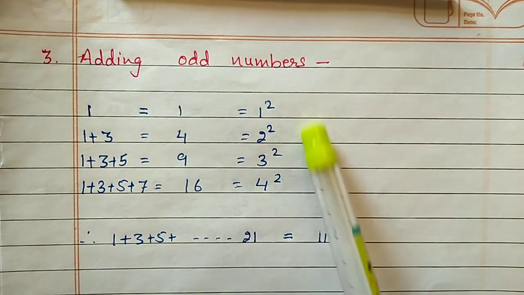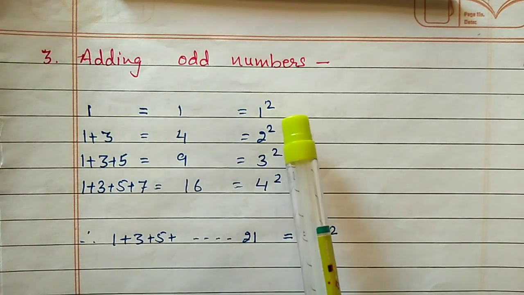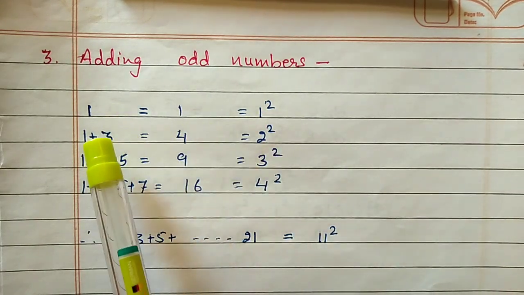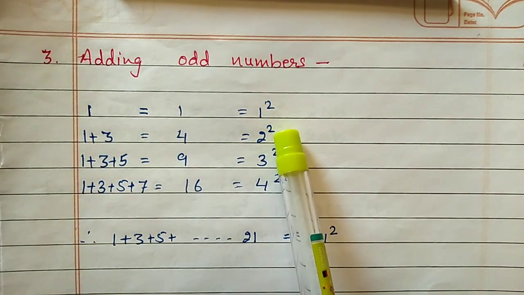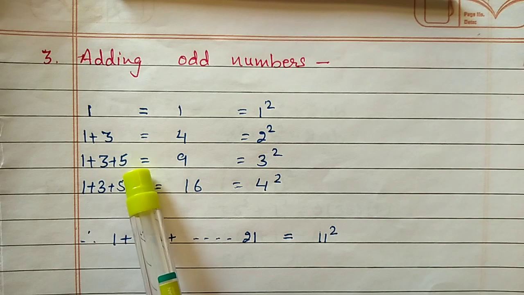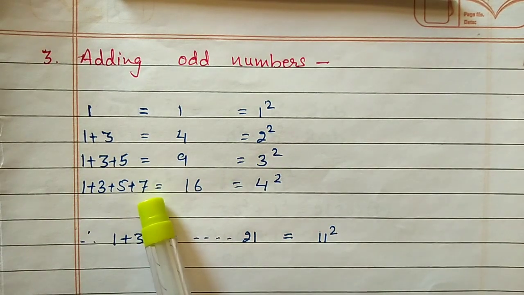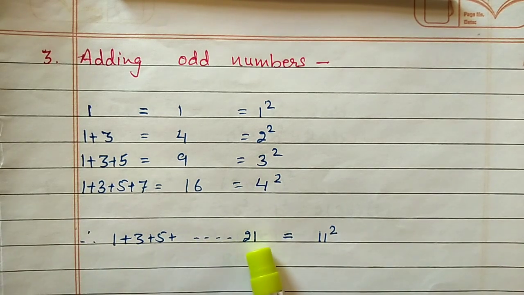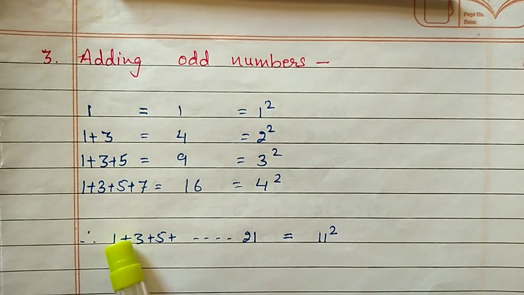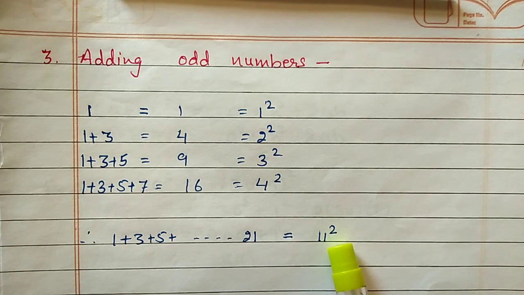So what we are observing here, if we are taking only one odd number, the answer is 1 square. If we are taking the starting two odd numbers, then the answer is 2 square. If starting 3 odd numbers, then the answer is 3 square. If starting 4 numbers, then the answer is 4 square. And similarly here we can write 11 square. Starting 11 numbers we have taken, so the answer will be 11 square.